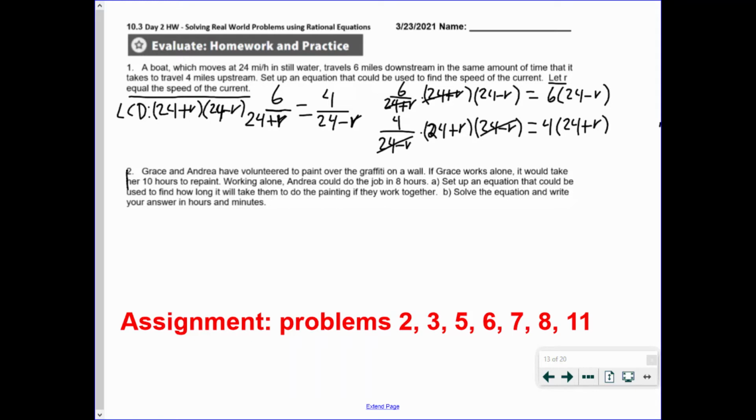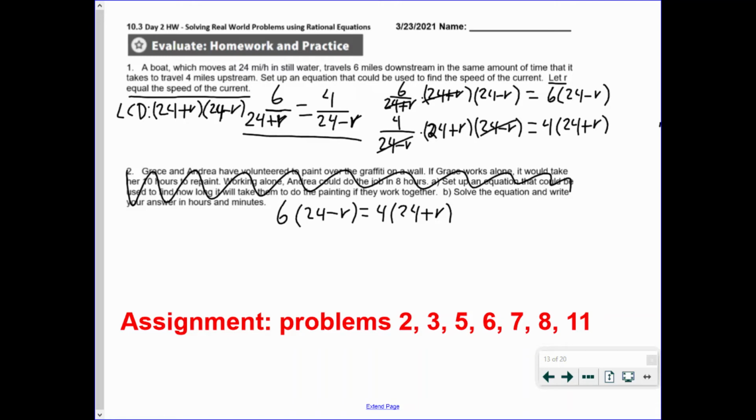So we're going to ignore number 2. We're not going to work that in this video anyway, but we're going to continue our work down below. We set each fraction equal to each other: 6 times 24 minus r equals 4 times 24 plus r. That's how we originally had it, each fraction equal to the other. I just broke it down to get the reduced version of each fraction.